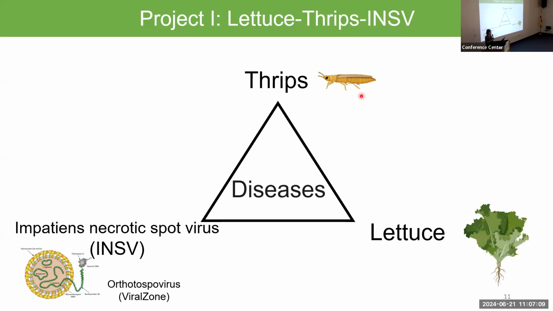So here, as I mentioned, lettuce is a very important crop. Thrips is one of the common pests that occurs in lettuce fields. And impatiens necrotic spot virus is a virus that can be transmitted by thrips. So we have this triangle here for this project.